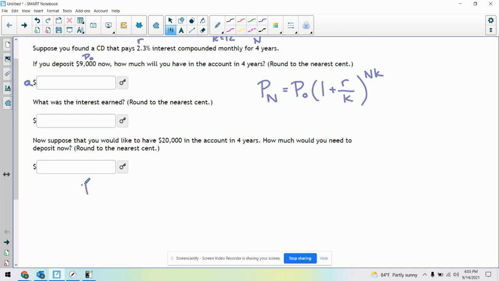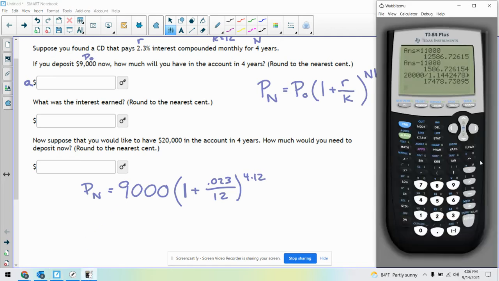So I have P sub n, the final amount, is equal to 9,000 times 1 plus 0.023 over 12 to the 4 times 12. So I'm just going to simplify that. I'll do that quickly because you said you already had that. We'll just make sure our answers match up.